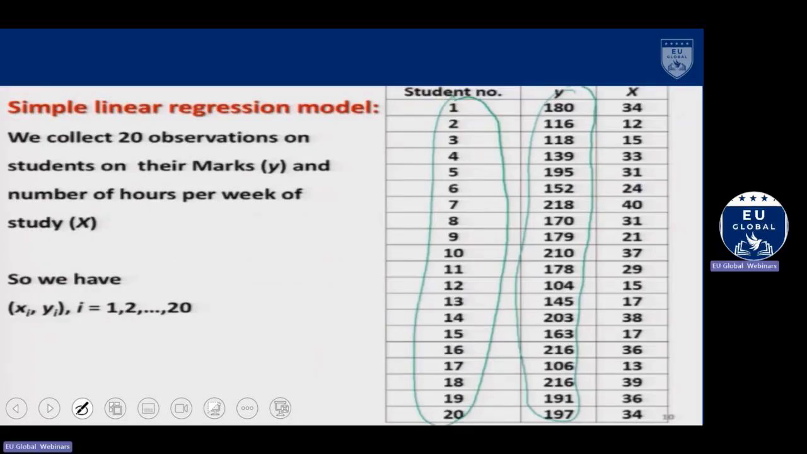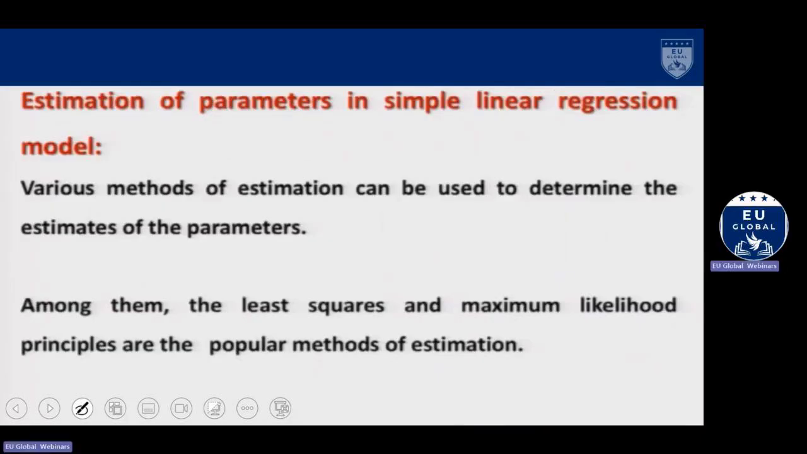And then we have to identify the observed and collected values which are used to identify the unknown parameters. So again, we will come back to our example in which we have taken 20 observations, and y is the dependent variable which represents the marks of the students, and x is the number of hours per week of study. So here we have to estimate the parameters based on simple linear regression.